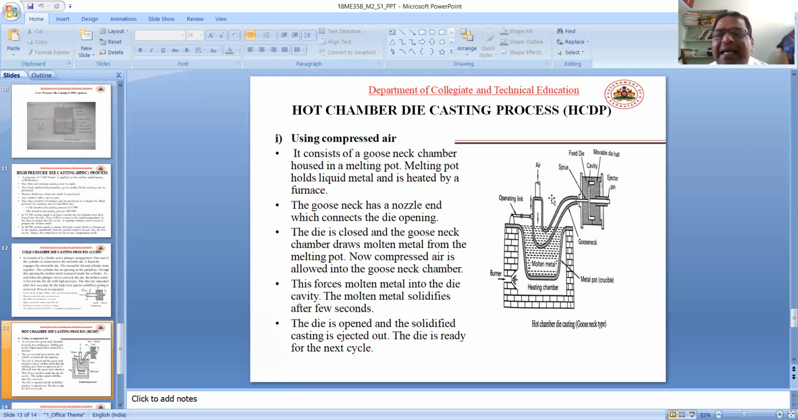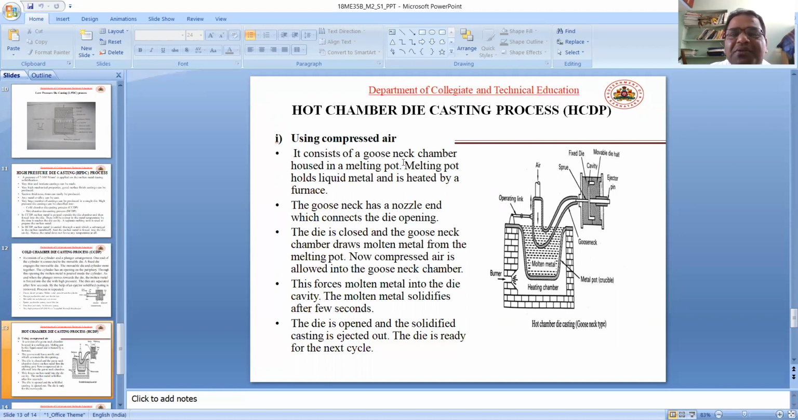Next one is the hot chamber die casting process. As I said earlier, the gooseneck is there. This is the pipe which carries the molten metal into the die or cavity, and it is submerged in the pool or chamber of molten metal to maintain the required temperature. There is no external pouring. First is the hot chamber die casting process using compressed air.